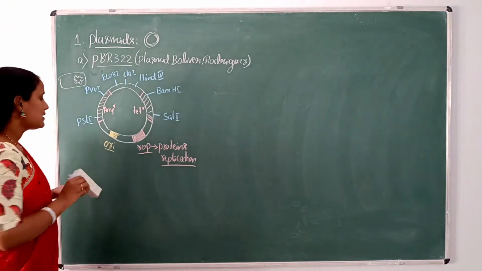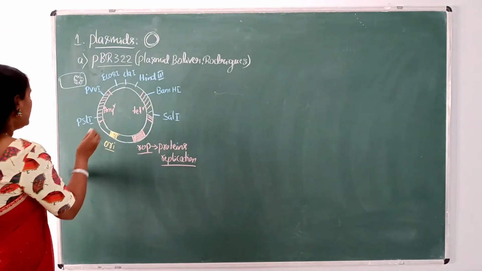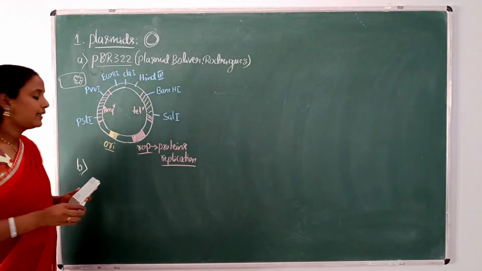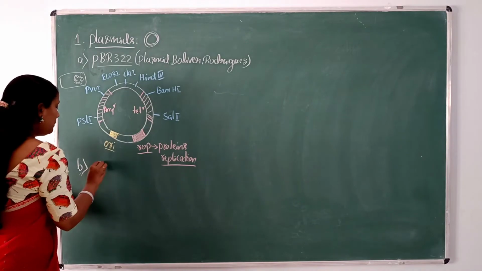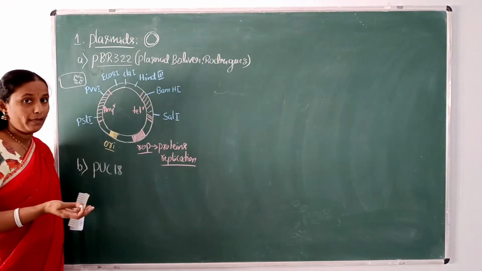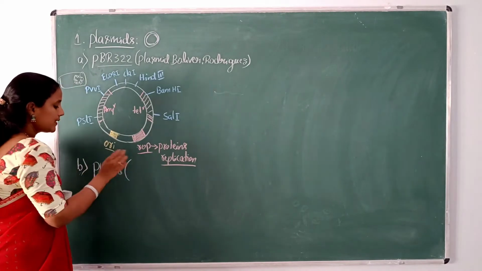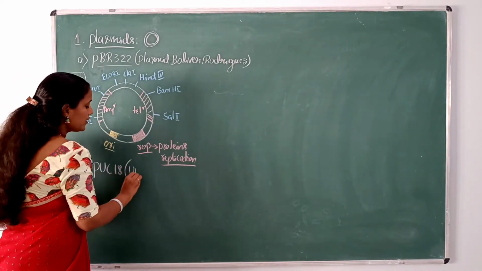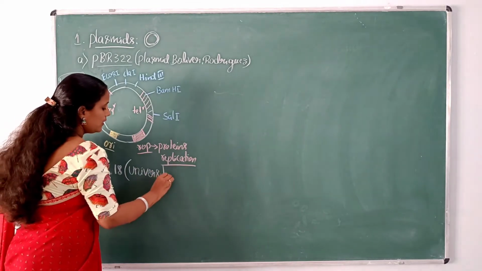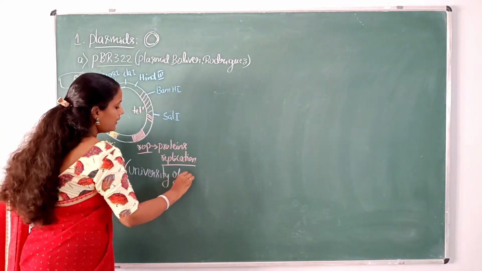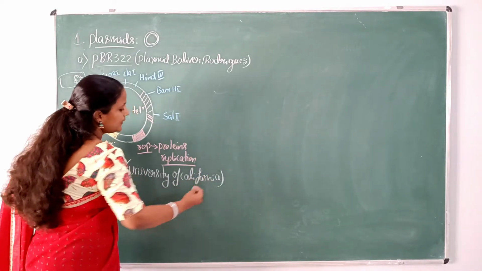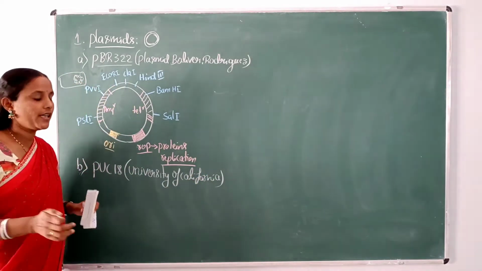And apart from this, there is another plasmid vector used, called the pUC18 vector. Here P refers to plasmid, and UC refers to the University of California, where it was developed. And 18 is just the plasmid number it has been given.